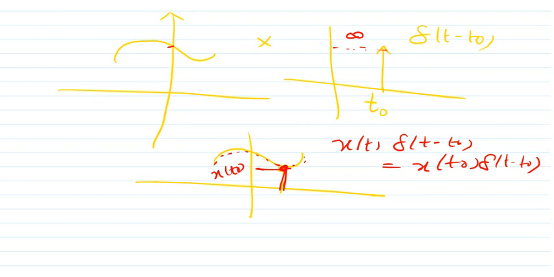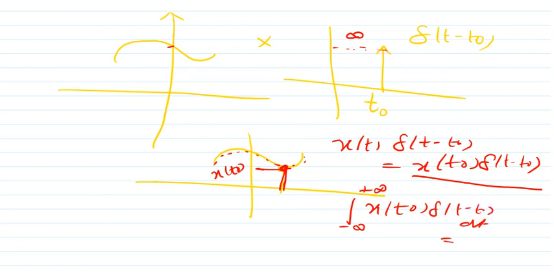And what is the area? What is the area of this signal? If you integrate from minus infinity to plus infinity x(t naught) delta(t minus t naught) dt, the area is equal to x(t naught) only. So this is a very important property, and basically this property is the first step.